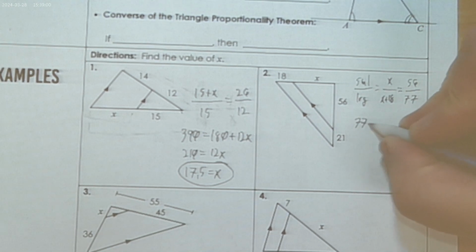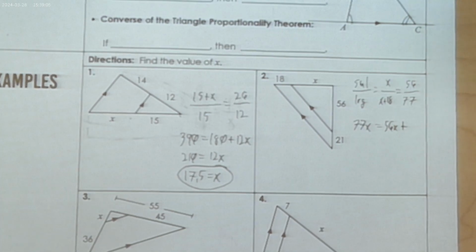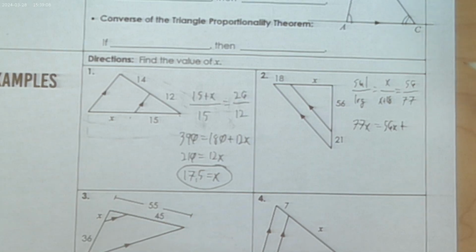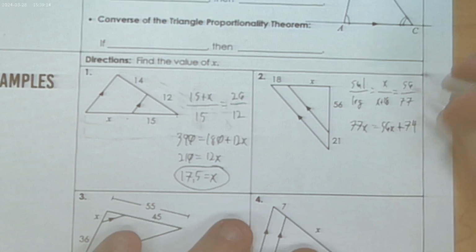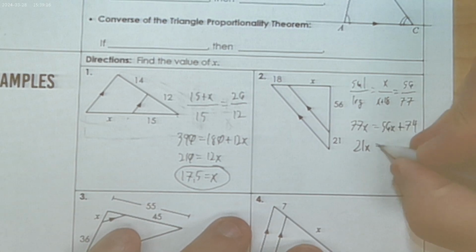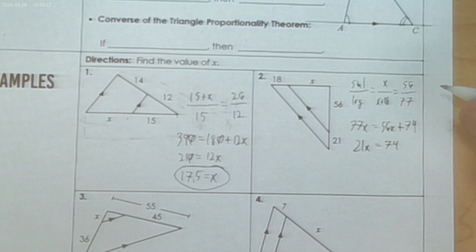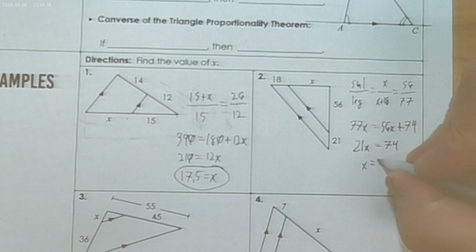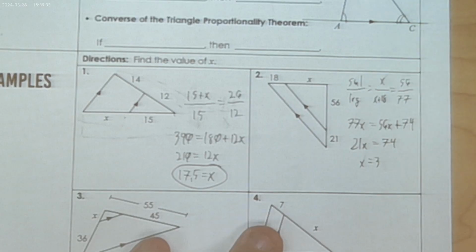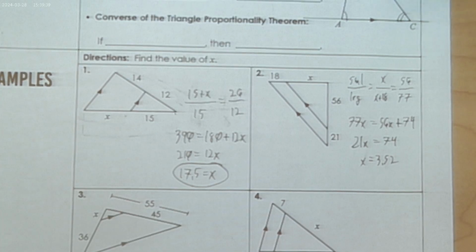So that gives me 77x equals 56x plus 18 plus 56 equals 74. So 77 minus 56 equals 21. So 21x equals 74. Let's see, 74 divided by 21 equals 3.52. X equals, see, that doesn't seem right. I'm pretty sure that doesn't seem right.